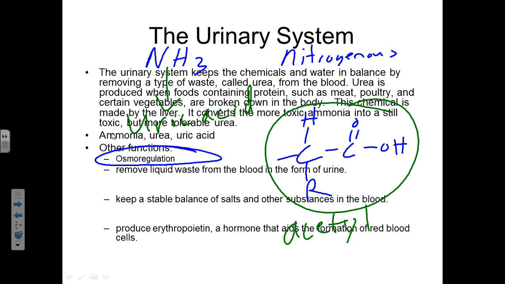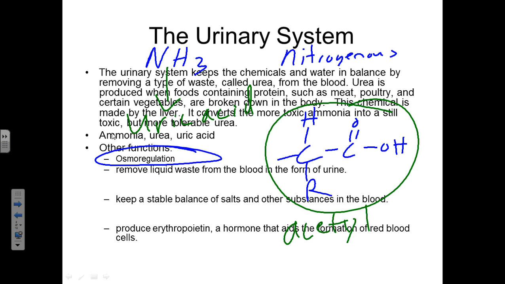So make sure you know how different kinds of animals get rid of their nitrogenous waste. Fish just urinate out ammonia. Mammals and amphibians, what do we urinate out? Urea. And then the reptiles and the birds use that more insoluble uric acid to get rid of their stuff.